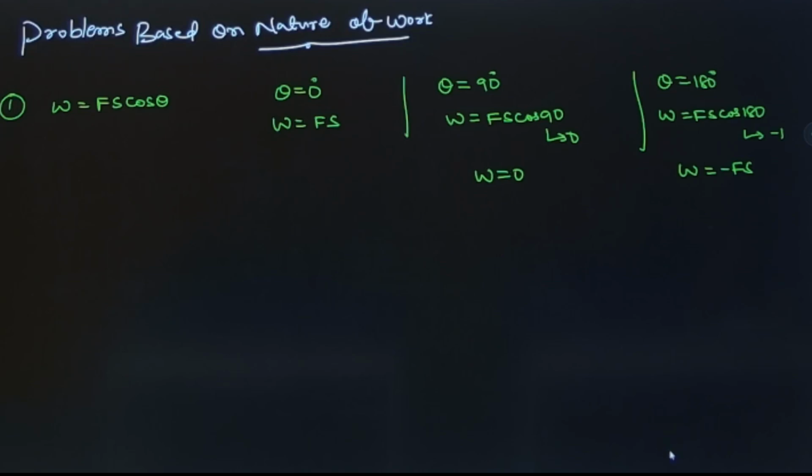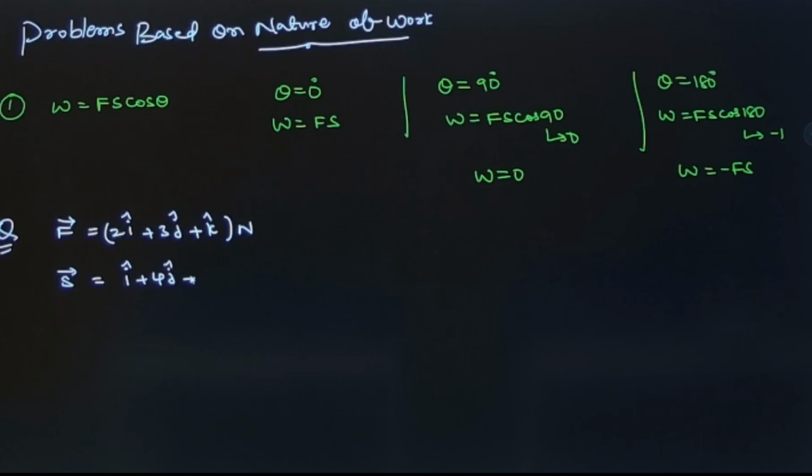I'm taking one question. If the force acting on a particle, F bar, is given as 2I cap plus 3J cap plus K cap Newton, and the displacement of the particle is I cap plus 4J cap plus K cap meter, find the work done.